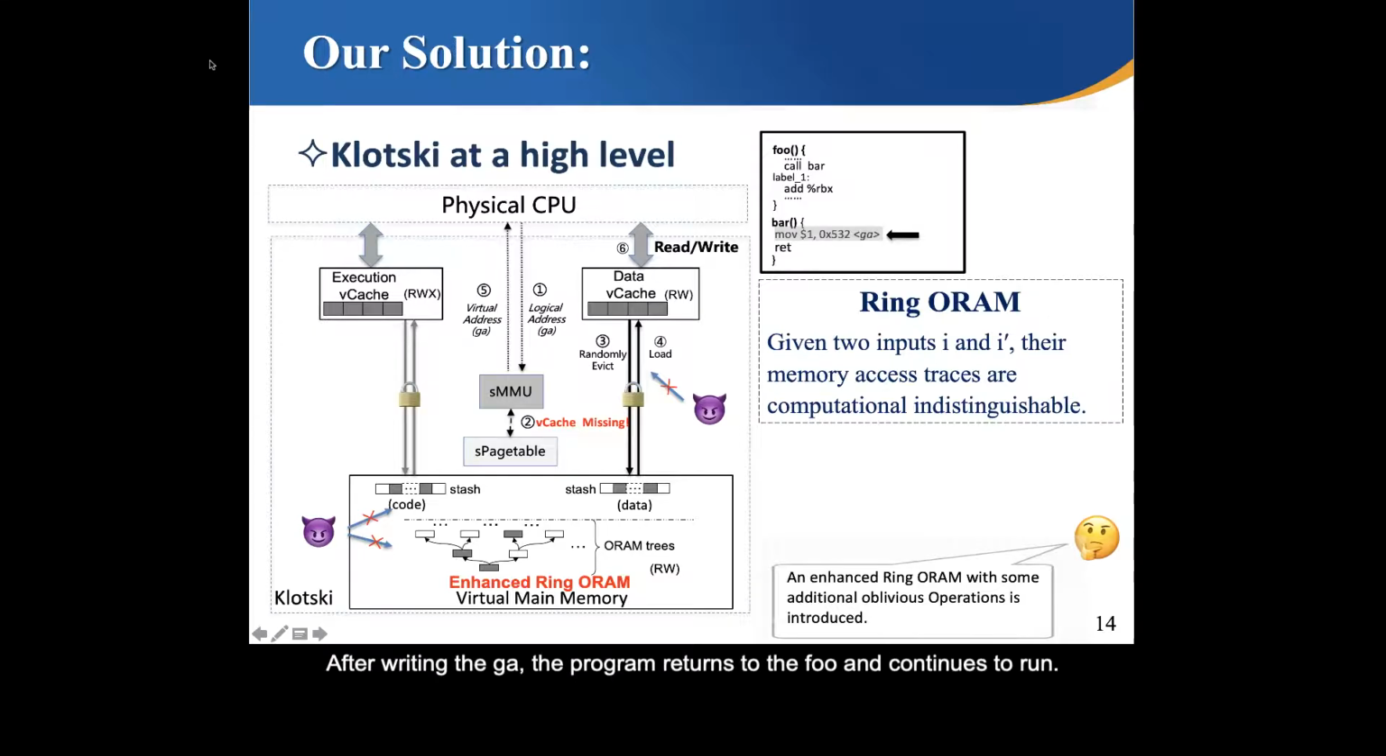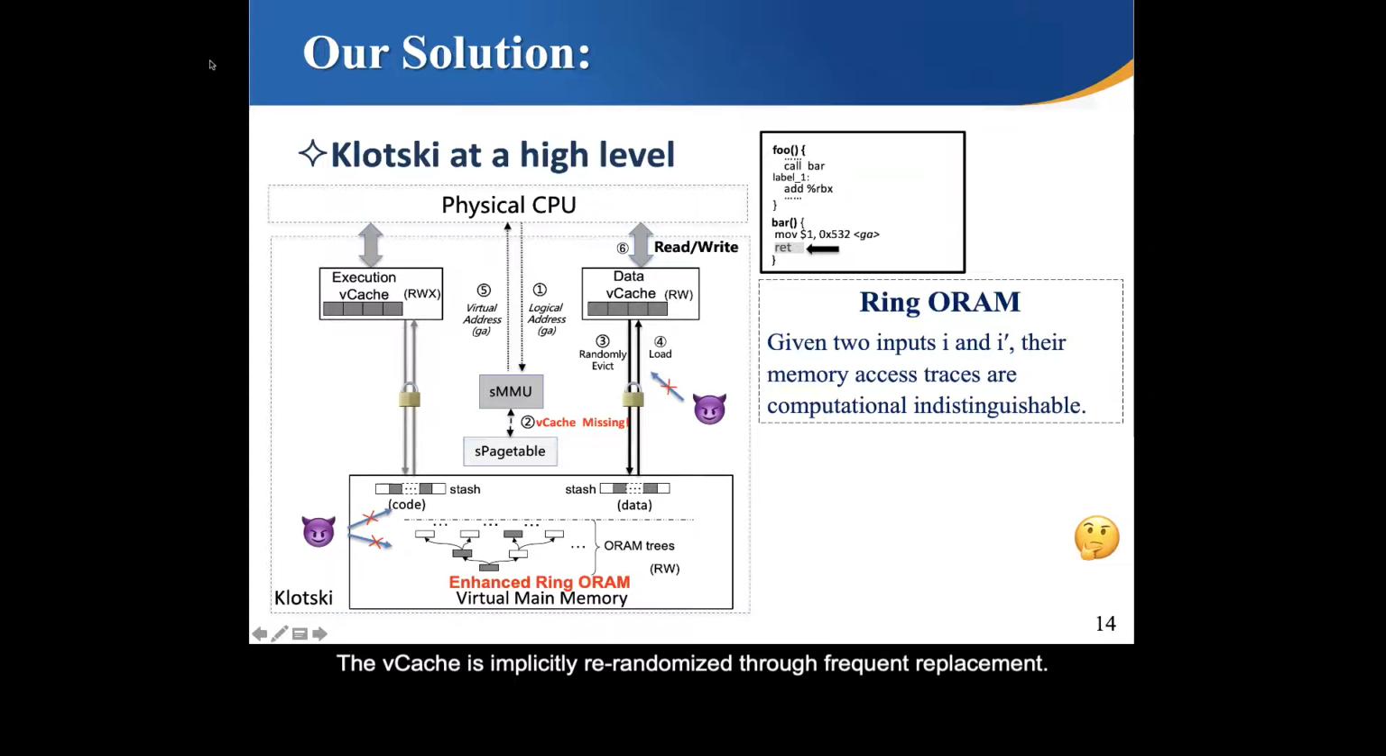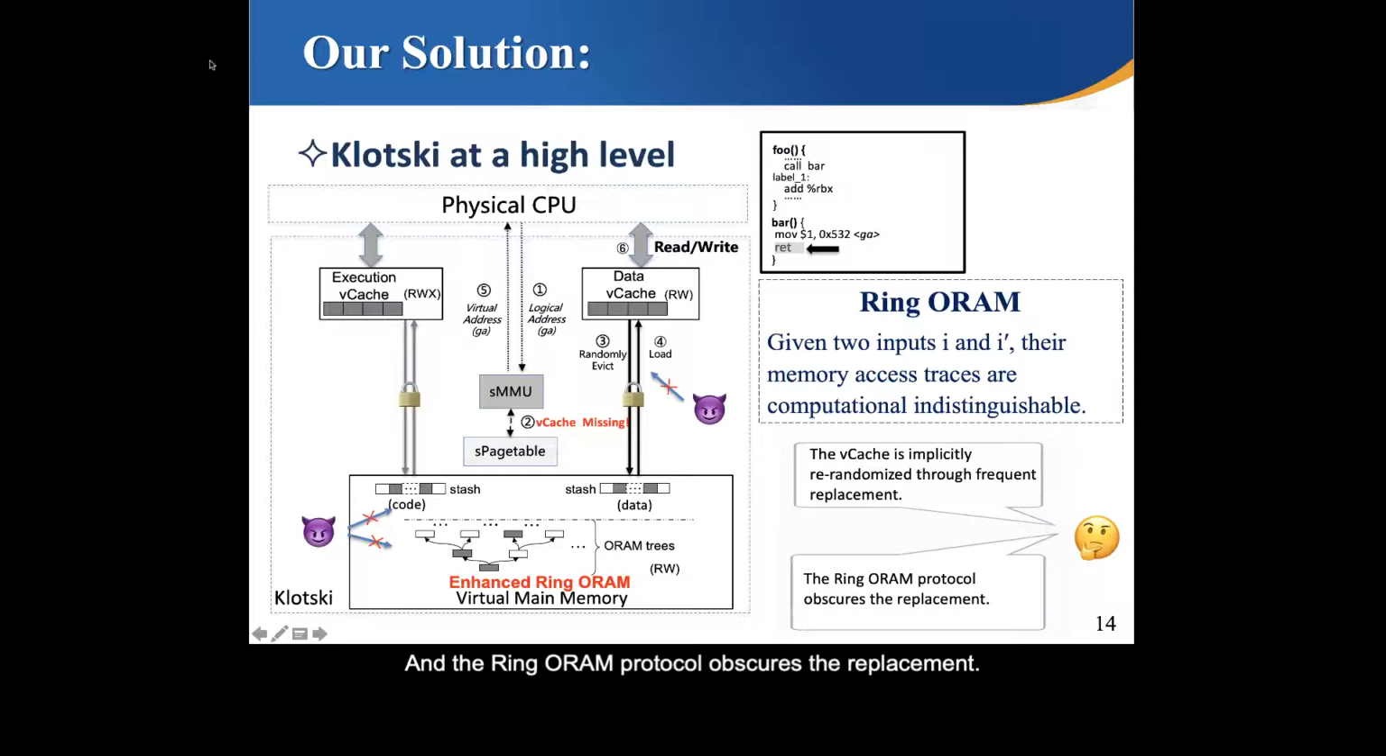After writing ga, the program returns to foo and continues to run. That's the whole idea of Closkye. The vcache is implicitly re-randomized through frequent replacement, and the Ring ORAM protocol obscures the replacement.